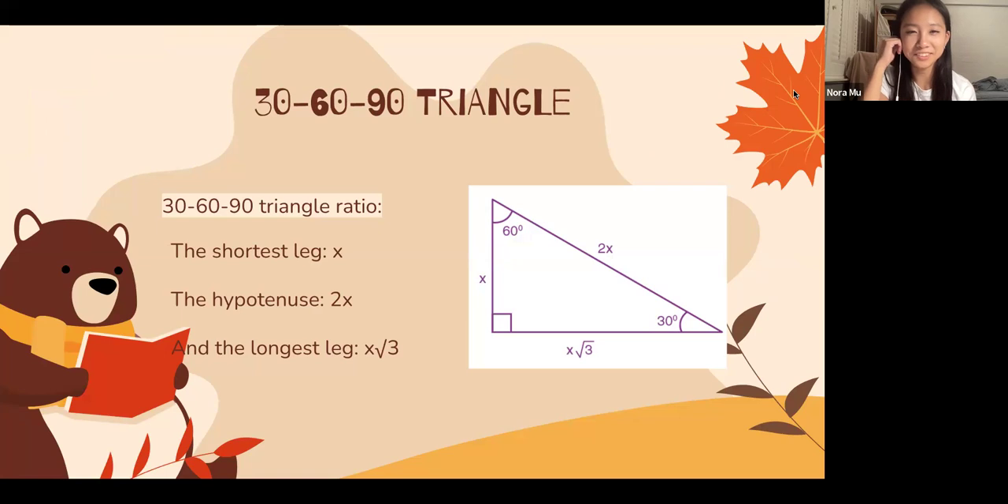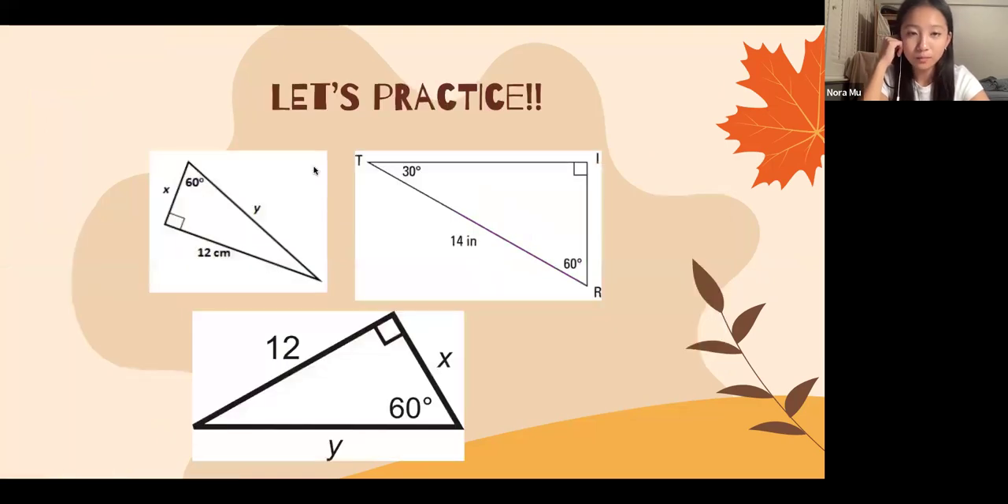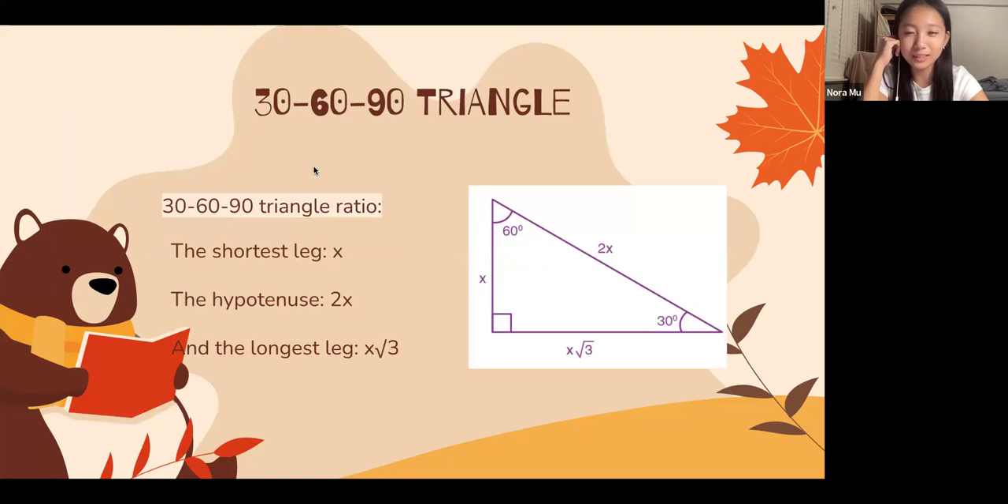Now we're moving on to 30-60-90 triangles, and we're talking about the degrees. A triangle has 180 degrees in total. The shortest leg is shown as x. The hypotenuse is 2 times x, and the longest leg is x times square root 3. For example, if x is 2, your hypotenuse will be 4 because it's 2 times 2, and the longest leg will be 2 square root 3 because it's 2 times square root 3.